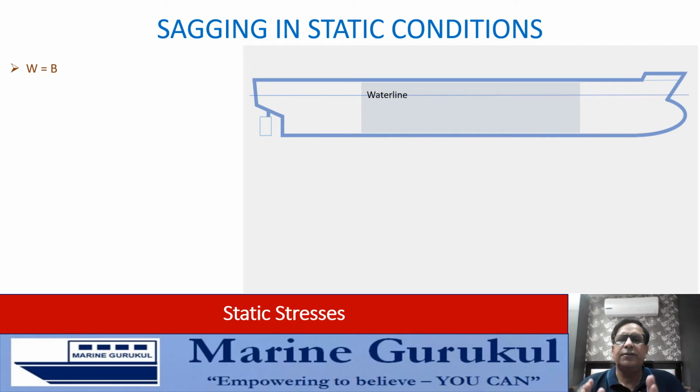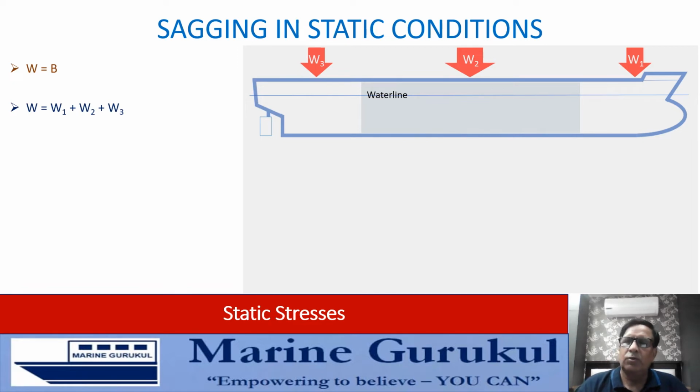Now the only difference is we have higher concentration of the weights in the midship region and lesser concentration of the weights at the ends. We have W1 at the forward end, W2 amidships and W3 in the after part. And of course, total weight will be the sum total of all these three weights.